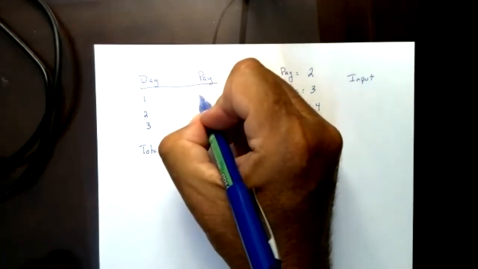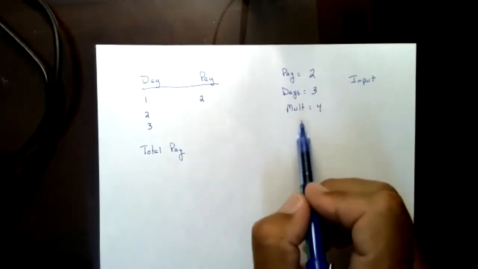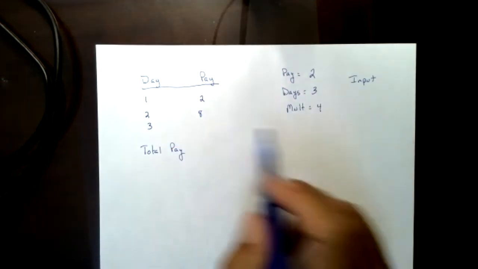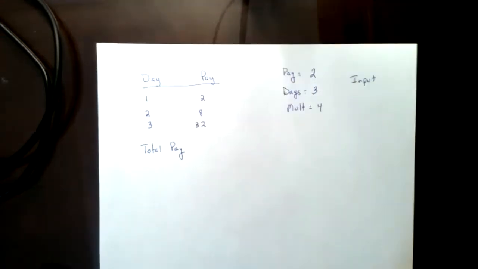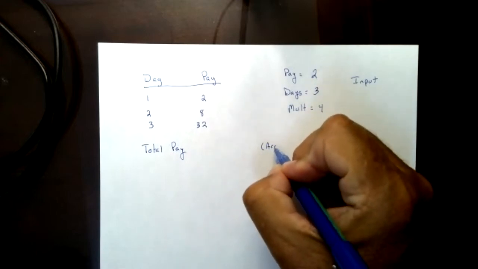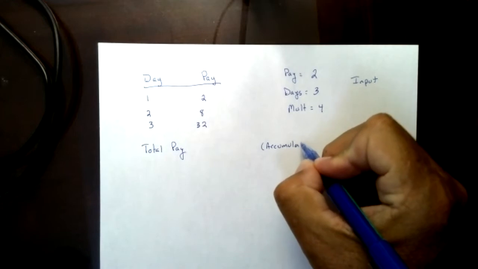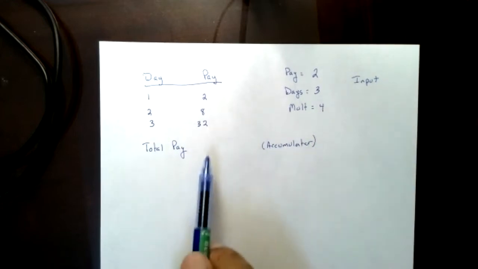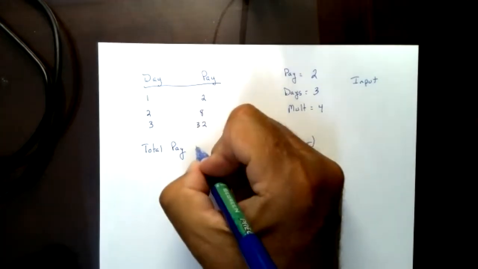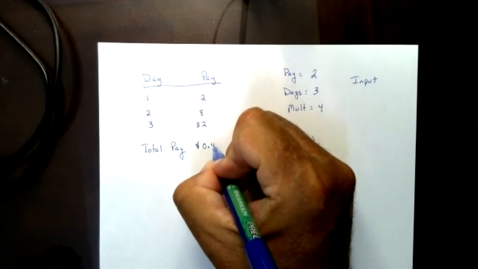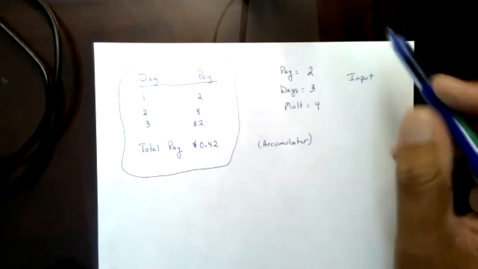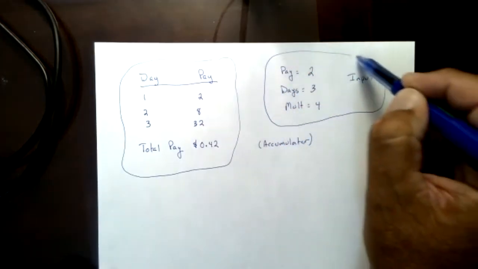So the pay on the first day was 2 cents. I know I'm going to multiply it by 4, which is going to get me to 8 cents. I'm going to multiply that by 4 to get me to 32 cents. And I'm going to need this thing called an accumulator to add as I go through my program. And when I add this up, I know these were all supposed to be cents, and my total pay was supposed to be dollars. So I'm looking at something like that. So now I have an idea of what my output should look like. I have an idea of what my input should look like.